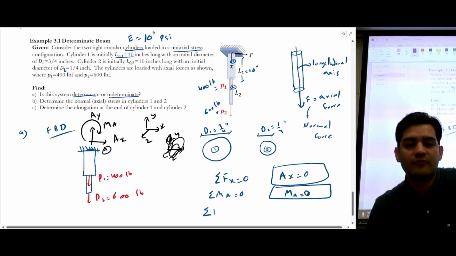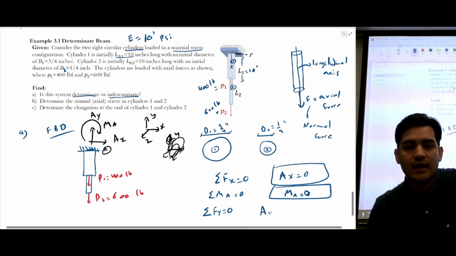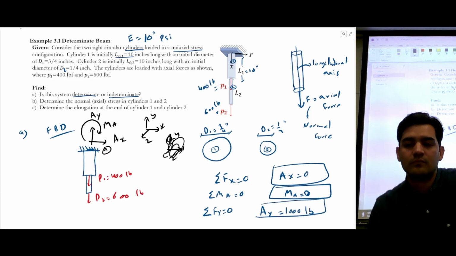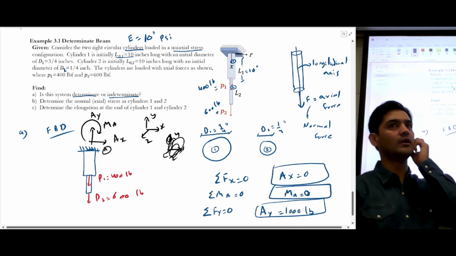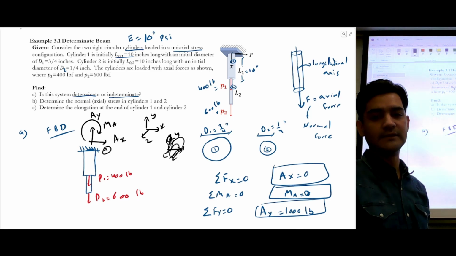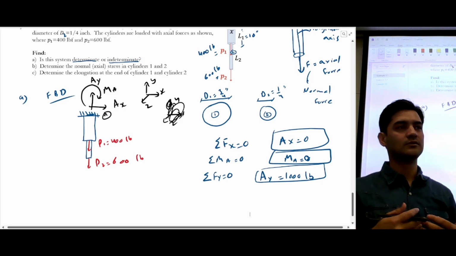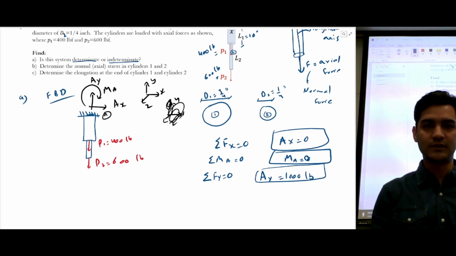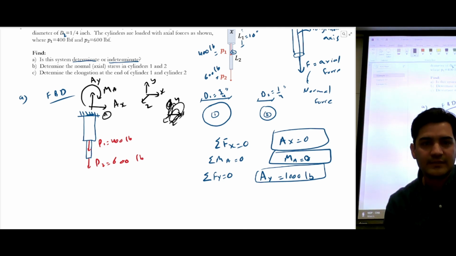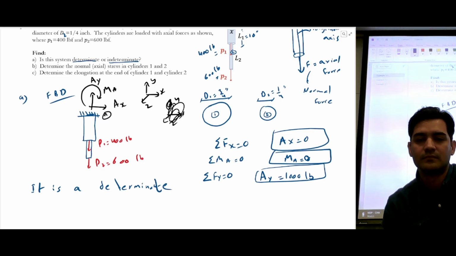If you do summation of F of y is equal to 0, then A of y would be equal to 1000 pounds, using the equilibrium equations from assignment 1 that you guys have done. So you can solve this, and we were able to solve all the reaction loads. We had no problem solving them, so we can safely say that it is a determinate system.